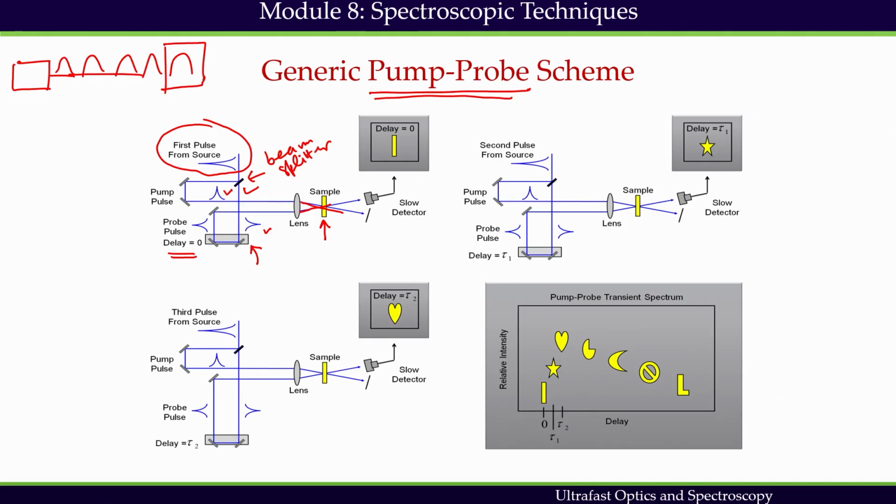So what will happen at this delay? Probe pulse will see a particular shape. At this delay, probe will see a particular shape, and at this delay, probe will see another shape. And as a function of the delay, if we plot what is observed by the probe pulse, it looks like this. And this is the basic idea of pump probe scheme.